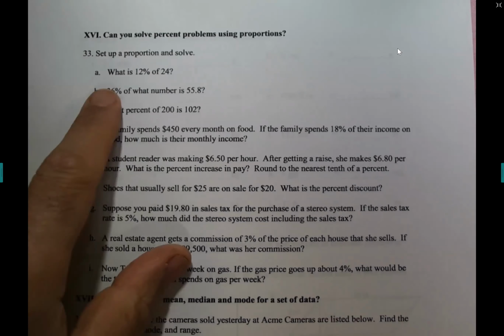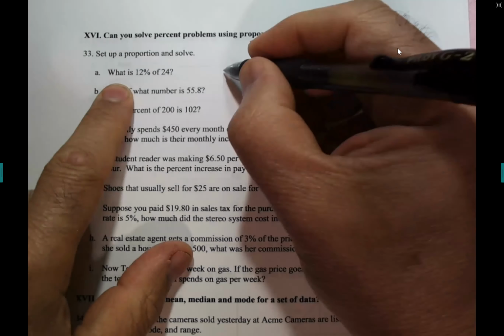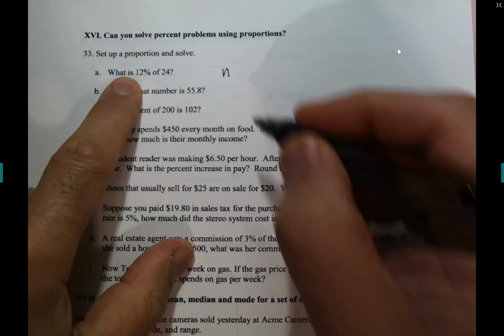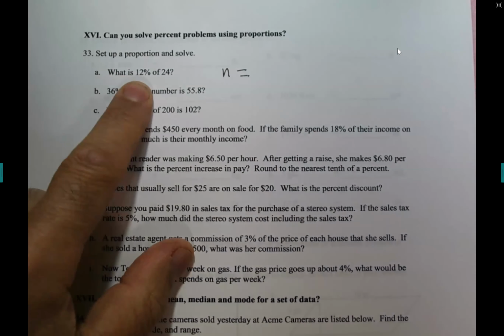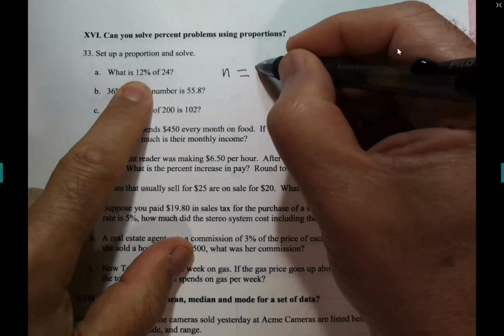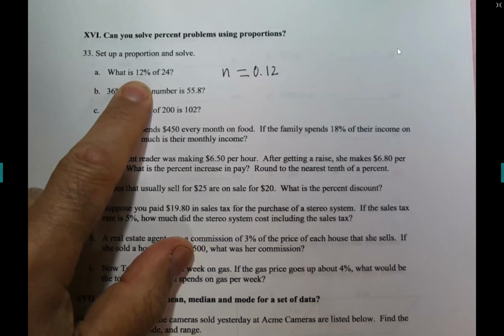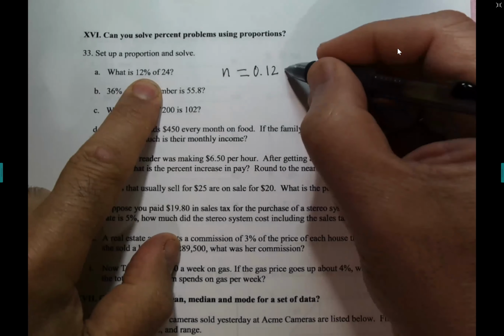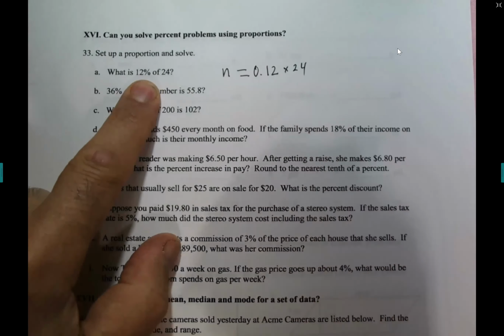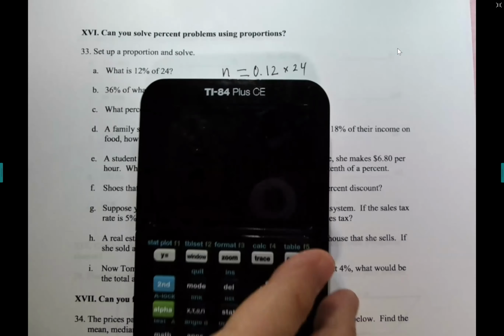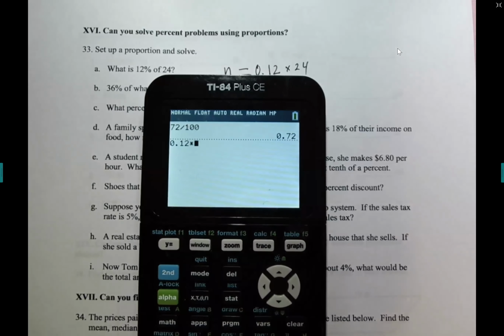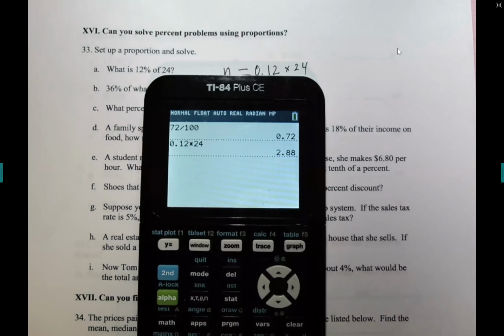Watch. What I tell students, it means n or x. Is, I tell my students, it means equal. 12%, I tell my students, change it to a decimal, which is 0.12. Of, guys, in mathematics means multiplication. And you just multiply 0.12 times 24. That's 2.88.